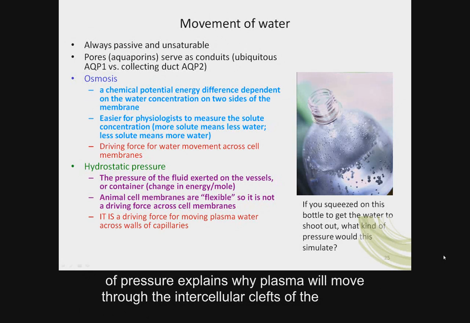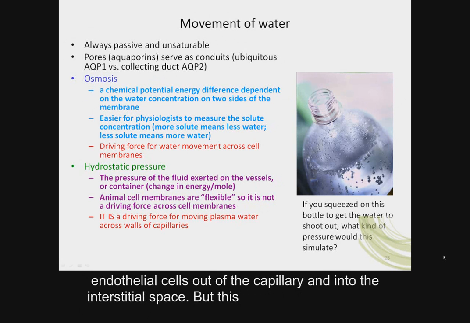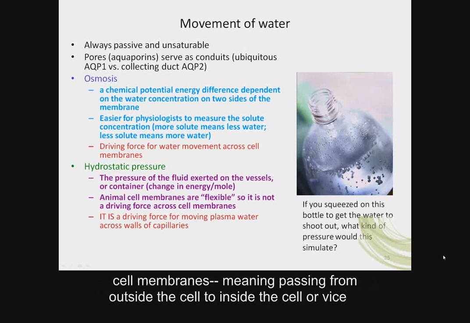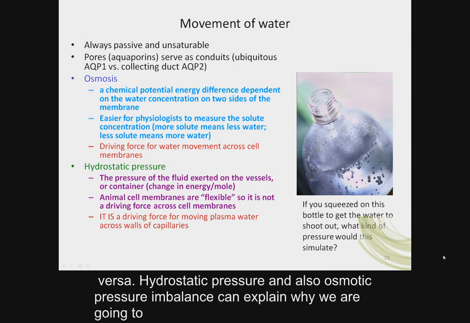So that's a perfect example of hydrostatic pressure. This type of pressure explains why plasma will move through the intercellular clefts of the endothelial cells of the capillary and then into the interstitial space. But this type of water movement does not explain the driving force for water going across individual cell membranes, meaning passing from outside the cell to the inside of the cell or vice versa.